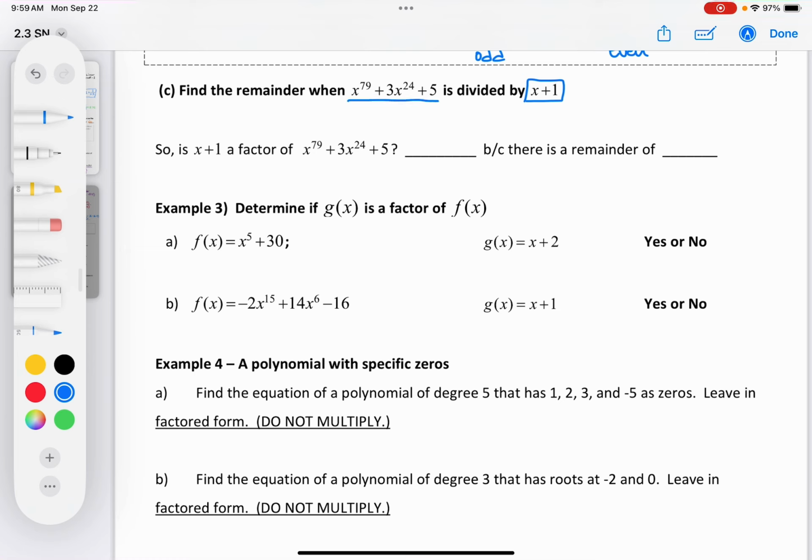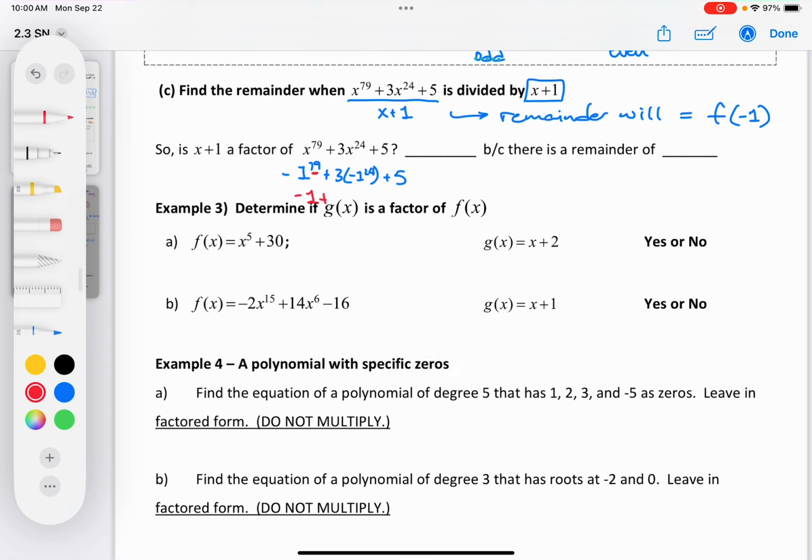and say that this value divided by x plus 1, whatever the remainder is, will equal f of negative 1, okay, using our remainder theorem. So if I plugged a negative 1 into all these, I would get negative 1 to the 79th power. That's odd, so negative 1.